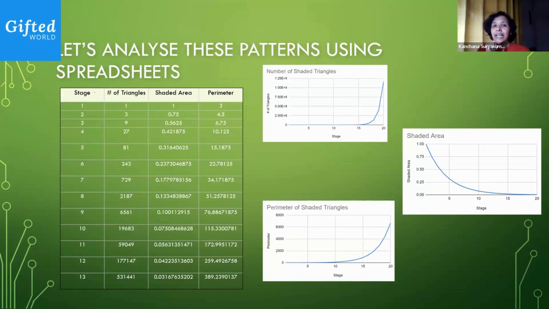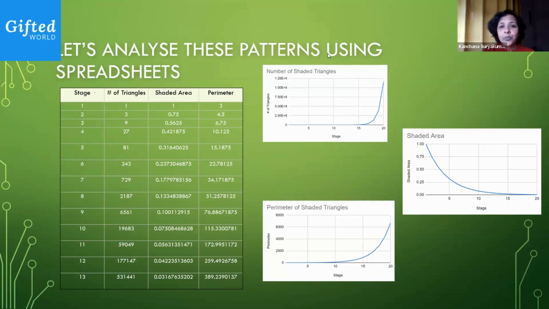If you see the number of triangles, for me to be able to visualize this, I've used another feature of the spreadsheet. I have actually created a chart. What did I do? I took the stage number and the number of triangles and created this first chart up here, number of shaded triangles. In fact, when you look at this chart, it looks like for a long period of time it is actually 0. It is not 0. It's because the numbers are growing so fast.